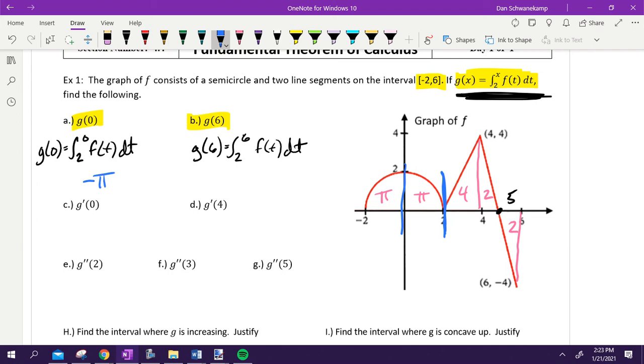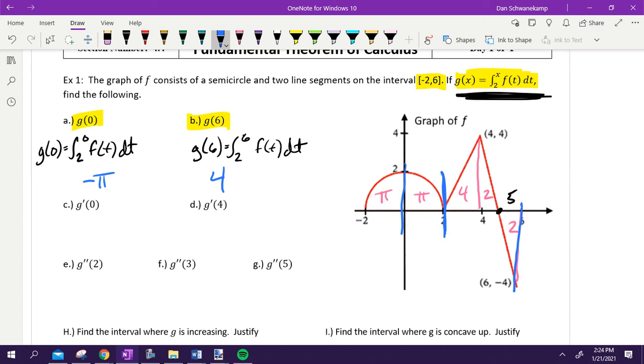Show me with your fingers what you get for g of 6. g of 6 is going to get you 4, because you're going all the way to here. You've got 4. You add 2, you get to 6, but then you go down, so it's below. It's negative 2. You get 4 for your answer. Those are all pretty easy.